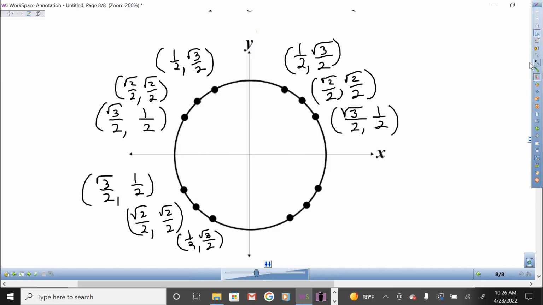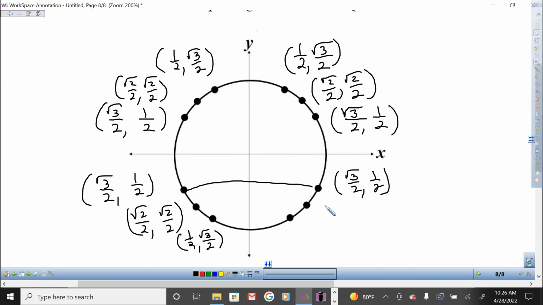And once we have that one, now we go this way. So we go from here to there. So this one is square root 3 over 2, 1/2. This one is square root 2 over 2. And then the bottom one, like I said, is flipping this one. So this is 1/2, square root 3 over 2.